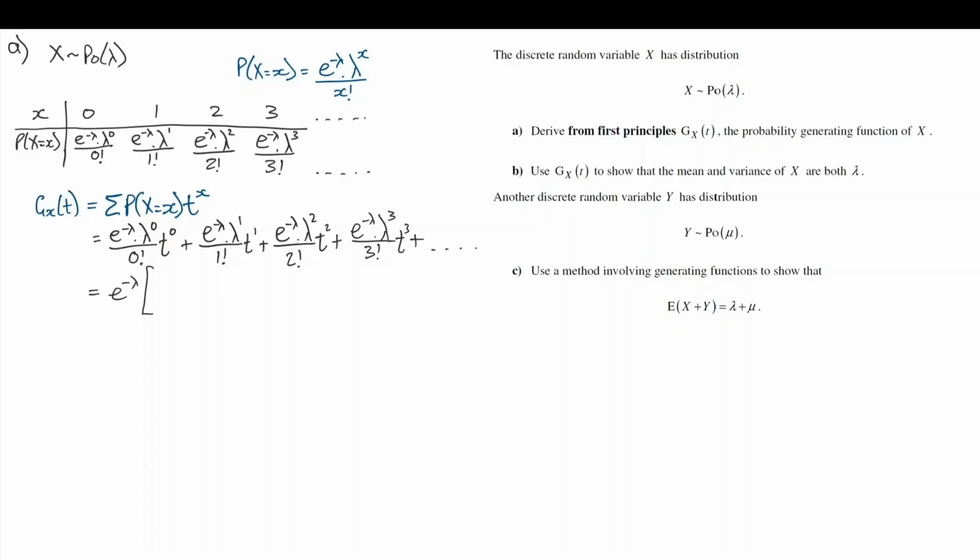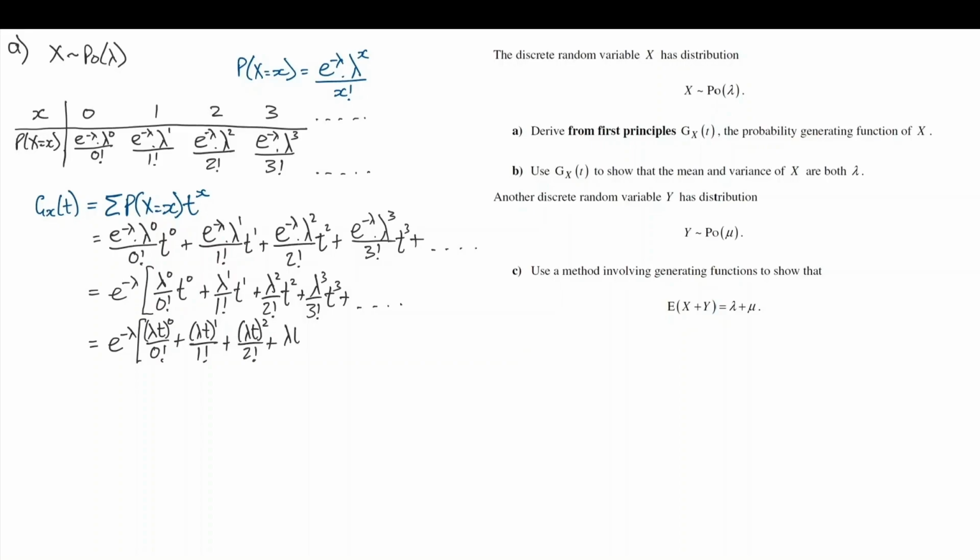What can we do to simplify? I'm going to factorize out a common factor, e to the negative lambda. I'm left with something smaller inside the brackets, but it should be looking familiar. I now notice that both lambda and t have the same power in each term. So let me actually just factorize those, write those in a bracket, and apply the power to them. And now we should be noticing this pattern.